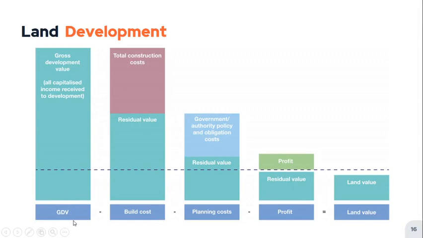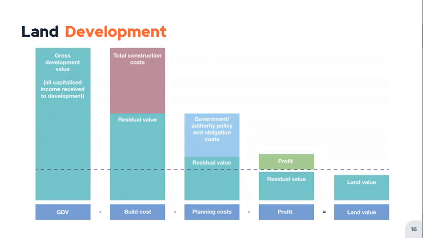So GDV, gross development value, is all the capitalized income received from the development. Minus the building cost. So part of the GDV is the total construction cost and the residual value, and after that we minus the planning cost, we minus the profit, and we get the land value. So this is the concept of how we do the land development approach.